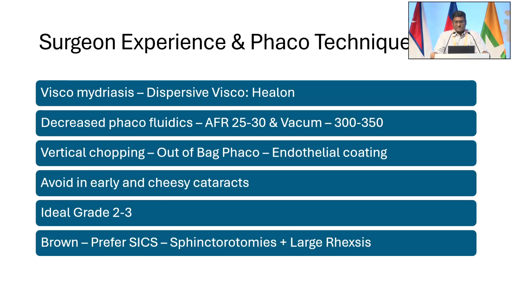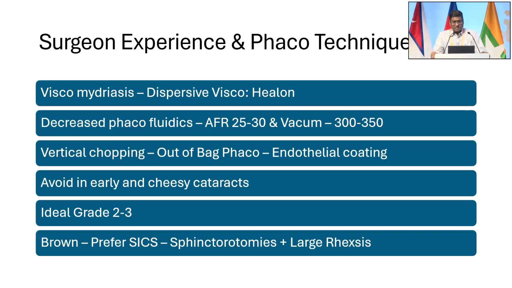Coming to surgeon experience and phaco technique, viscomydriasis is the most common thing all of us tend to start off with. You can use a dispersive visco like Healon here, and decrease your phaco fluidics: flow rate from 25 to 30, vacuum from 300 to 350. The preferred technique is a vertical chop, and I prefer to get the nucleus out of the bag, do a good endothelial coating, and do a chip by chip, flip and chip kind of technique. When you flip the entire nucleus, the equator acts like a pupil expander and will keep the pupil open. Once you do that cartwheel, chip and chip, you can easily eat the nucleus.